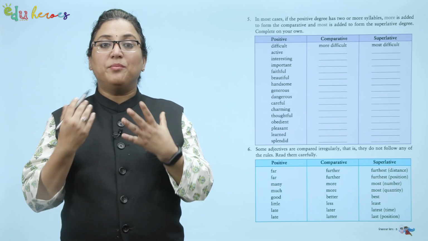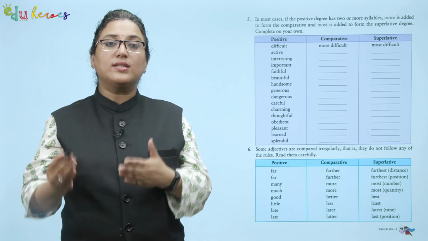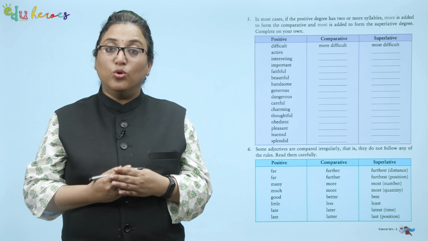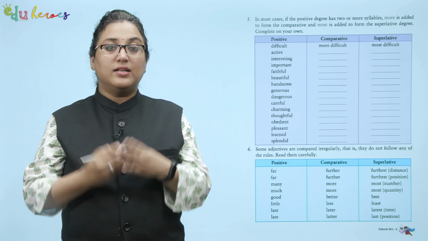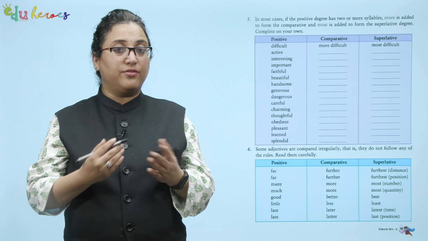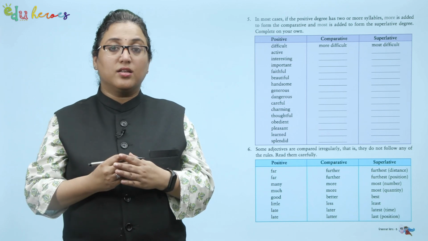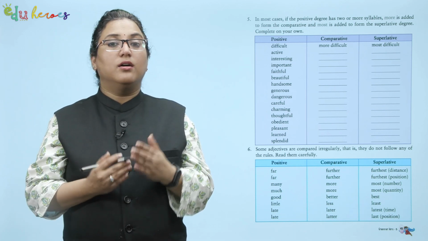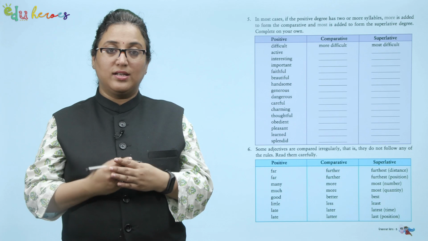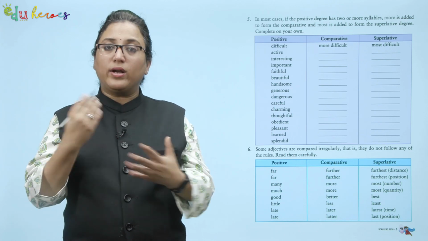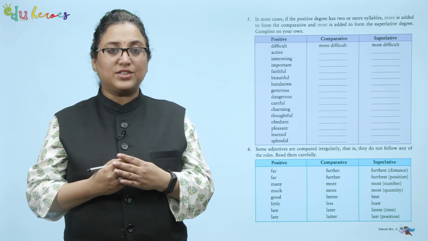Rule number 5. In most cases, if the positive degree has two or more syllables, more is added to form the comparative and most is added to form the superlative degrees. Let's see here. Difficult. This is the positive degree. We cannot write difficult-er or difficultest. Here we will use more to form comparative and most in case of superlative. Similarly, active, more active, most active. Let's see what comes next for us.